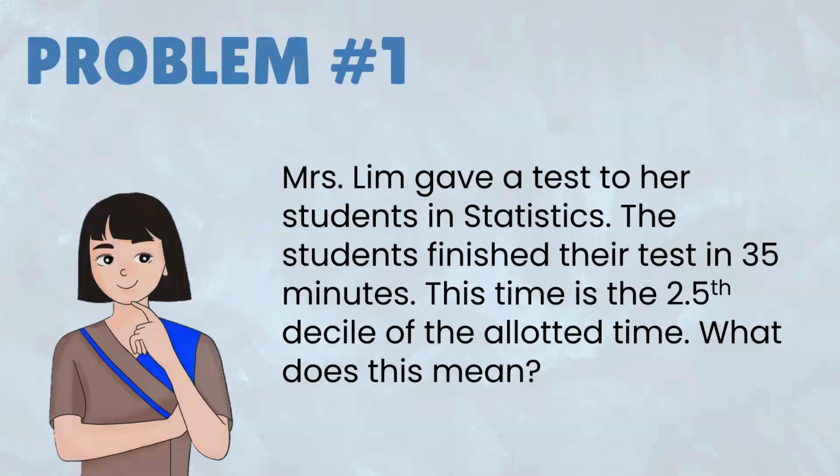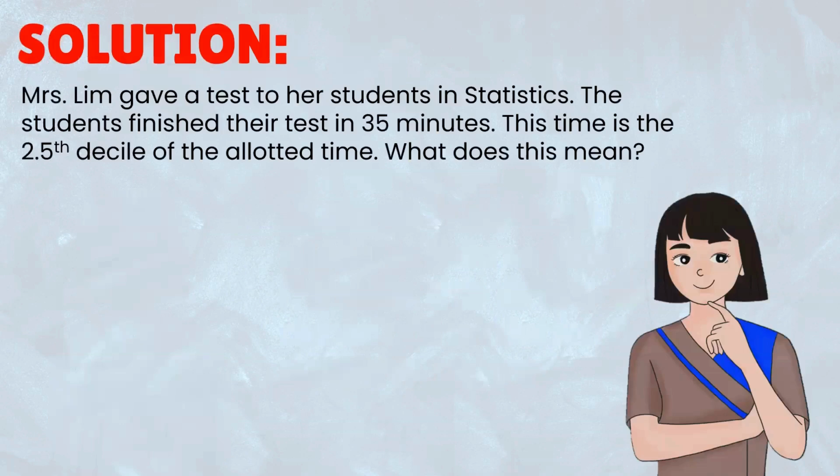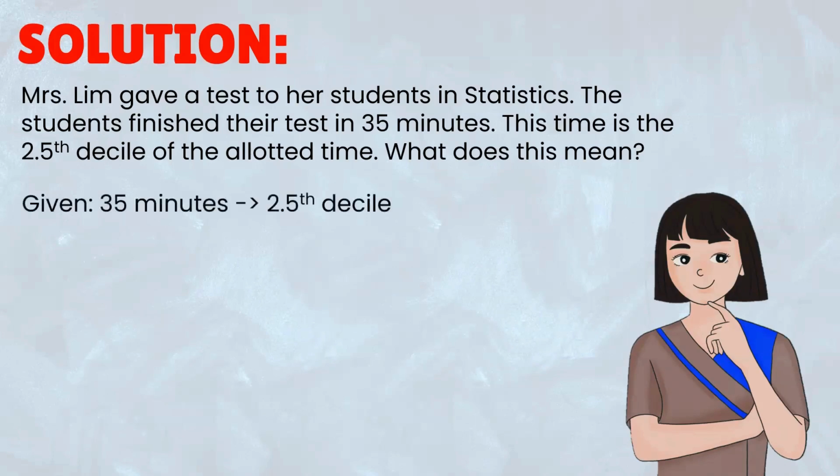For our problem number 1, Mrs. Lim gave a test to her students in statistics. The students finished their test in 35 minutes. This time is the 2.5 decile of the allotted time. What does this mean? So in problem number 1, we are asked on how to interpret measures of position, specifically decile. So for our solution, we are given 35 minutes, which corresponds to the 2.5 decile.